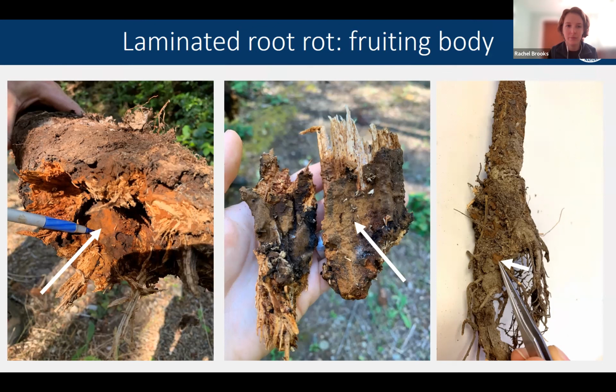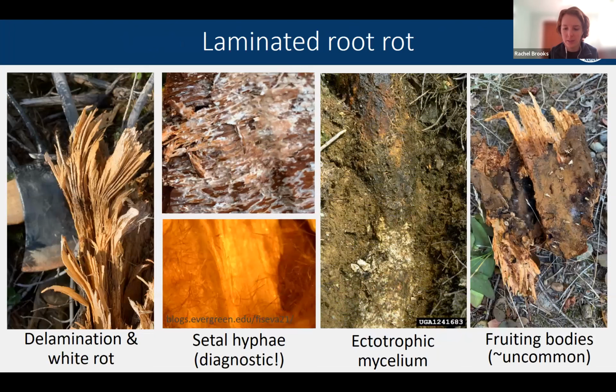And yes, that's laminated root rot. So when you're looking for laminated root rot, remember white rot that turns into delamination, setal hyphae, ectotrophic mycelium, and these sort of crusty brown fruiting bodies that are uncommon. And that's what you'll spend your time in suspected laminated root rot looking for and trying to find to feel confident that that's what you have happening.